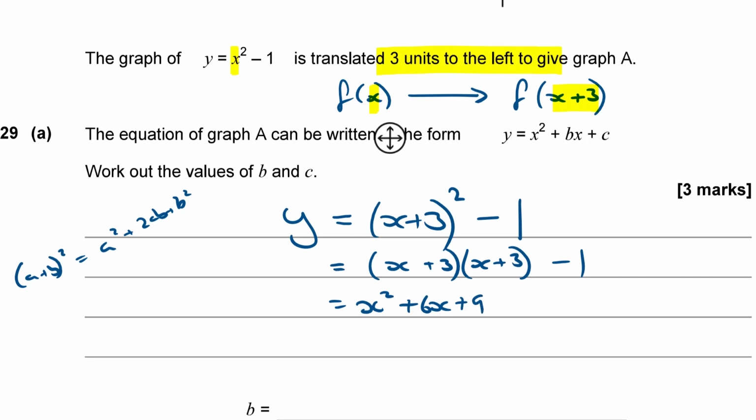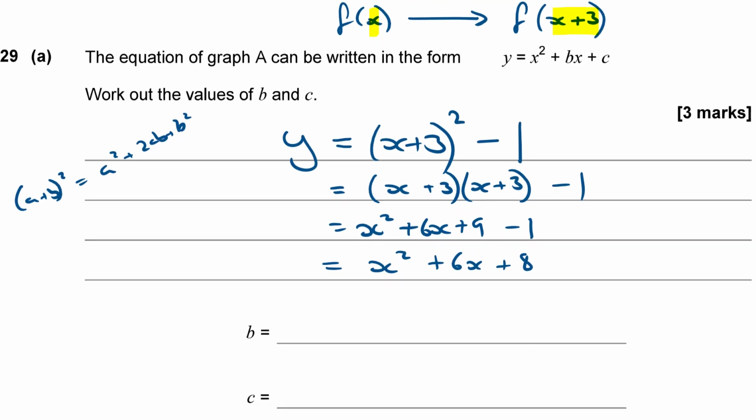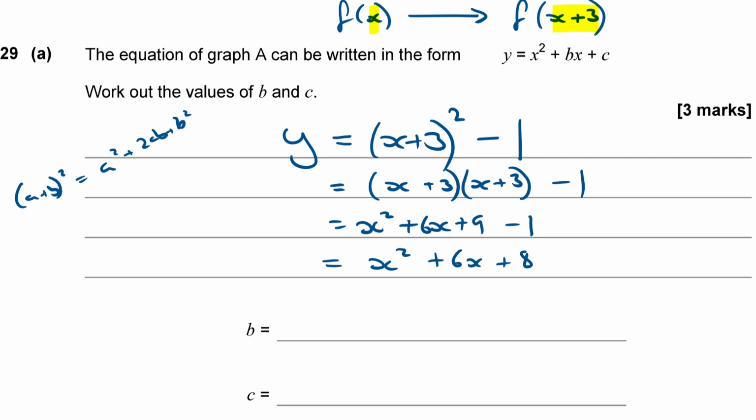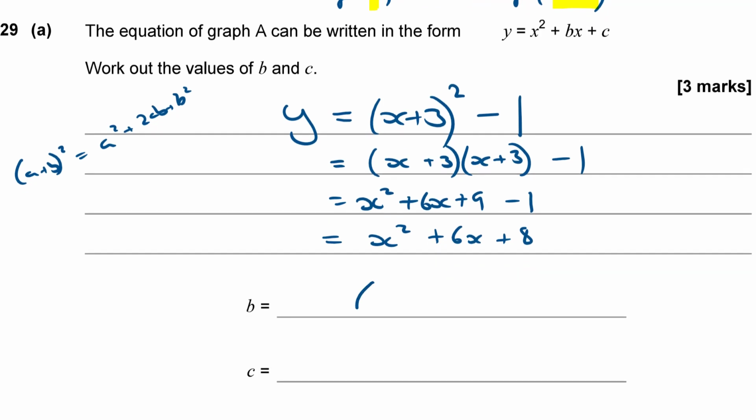So I get x squared plus 6x plus 9, and then I've got my minus 1 from before, which gives me x squared plus 6x plus 8. So comparing that with the form at the top, x squared plus bx plus c, so b is 6 then, and c is 8.